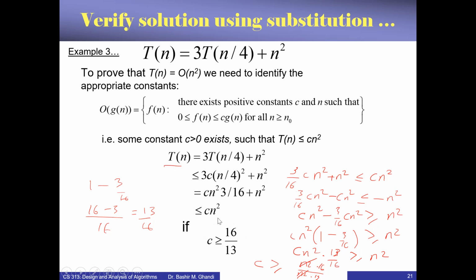And therefore, by the definition of big O, Tn is clearly big O of n squared, because we are able to find a positive constant c that satisfy this inequality Tn less than or equal to cn squared for n greater or equal to 1, for example. So that is basically the proof. That shows you how to solve recurrence relation using the recursive tree method.